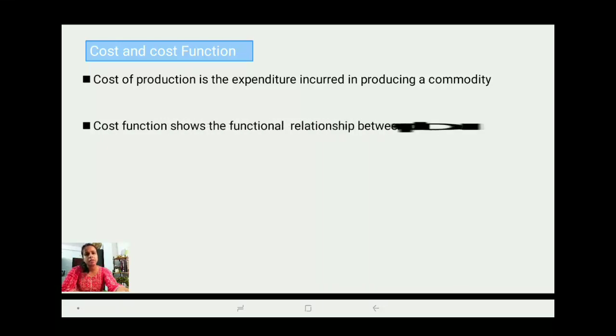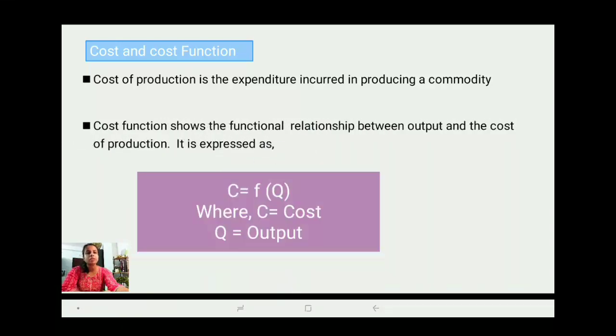And cost function. Cost function shows the relationship between the output and the cost of production. Here, cost is the dependent variable and output is the independent variable. That means cost depends on output. As we increase the output, our cost will increase. So cost is a function of output. Mathematically we express C is a function of Q, where C is cost and Q is output, and F represents the functional relationship. So cost is a function of output.